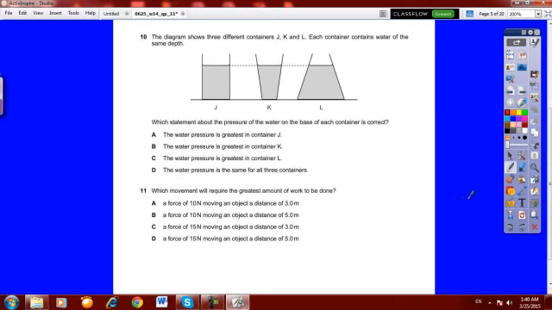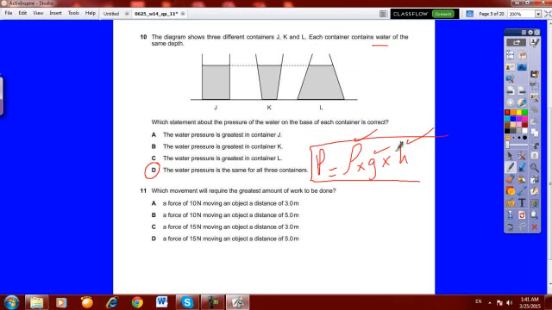Question number 10. The diagram shows 3 different containers, J, K, and L. Each container contains water at the same depth. Which statement about the pressure of the water on the base of each container is correct? The water pressure is greatest in container J, K, L, or it's the same. Of course it's the same, because pressure in a liquid is equal to density times gravity times height. Since all of them contain water, it's the same density and the same height, and of course gravity is the same, so the same pressure for all of them.